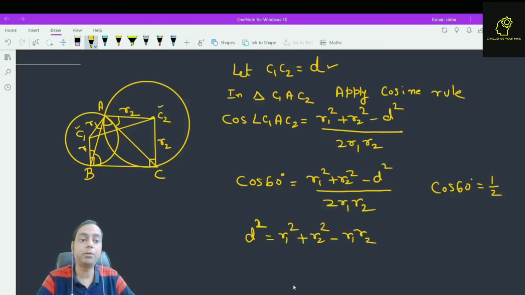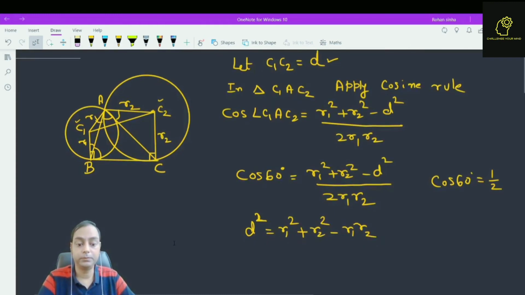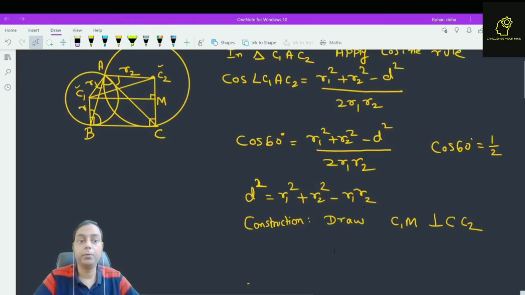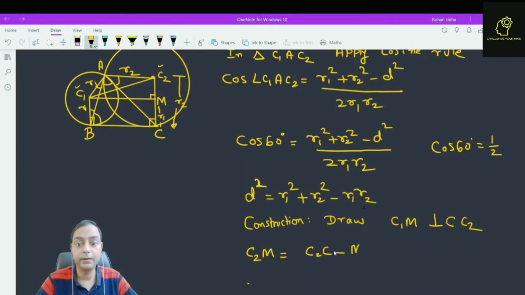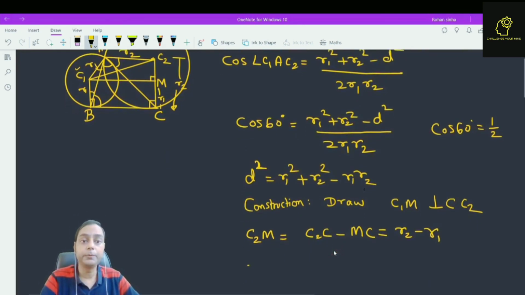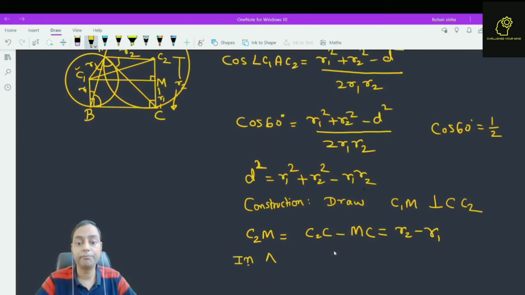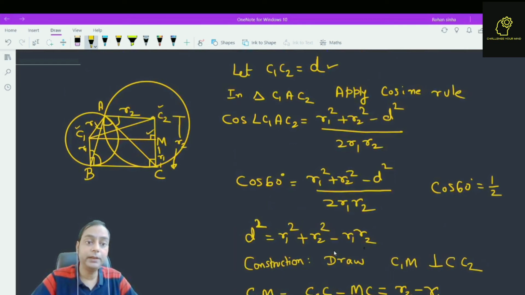Now I am doing some construction. I am dropping a perpendicular C1M to CC2. Draw C1M perpendicular to CC2 here. Now what is the value of this length CC2? CC2 is equal to R2 and this length is equal to R1. So what is the value of C2M? From the figure, C2M is equal to C2C minus MC, which is R2 minus R1. Now triangle C1MC2 is a right angle triangle. We find this angle M is 90 degrees and this length is equal to D. BC is given as 5 in the question, so this length is also equal to 5.